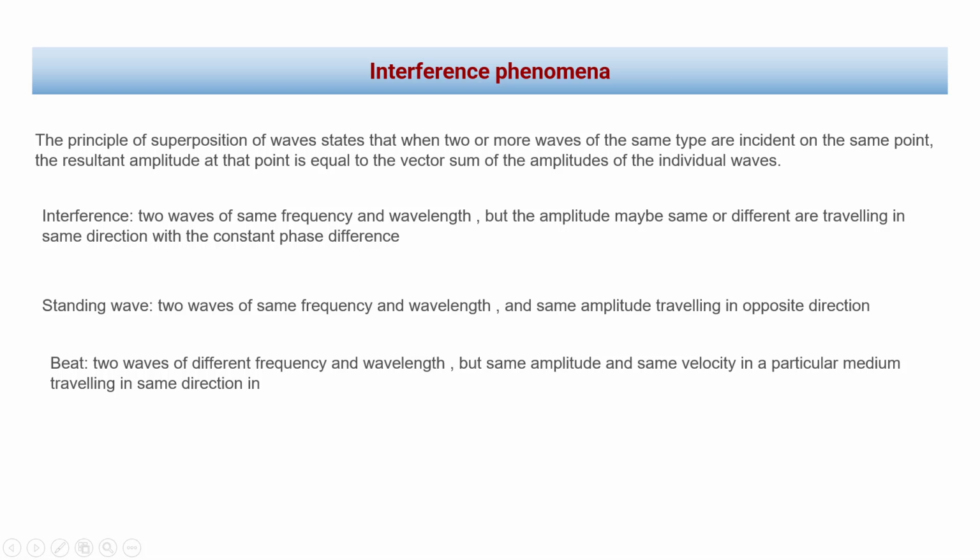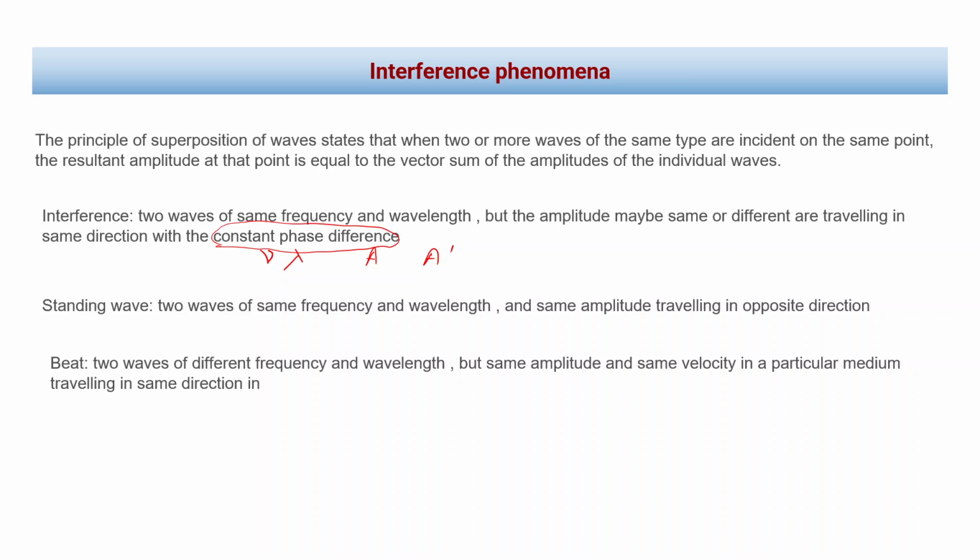This is the principle of superposition. Now based on this we have three different types of waves. One phenomenon is interference. This happens when two waves have the same frequency and the same wavelength, but their amplitudes can be different. One wave can have amplitude A, another can have A prime, and when they travel in the same direction, very important, their phase difference should be constant throughout.